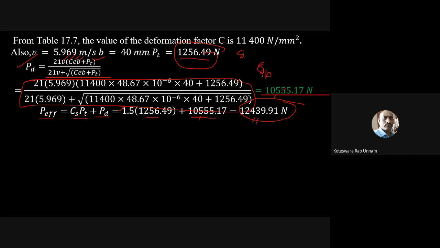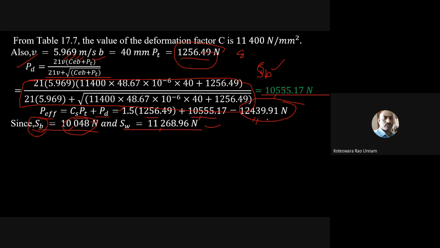We calculated the SB value in the first part of the problem. That SB is 10,048 newtons. We also calculated SW, which is 11,268.96 newtons. Out of these two, SB is the lowest one, so you have to consider the lowest value to compute the factor of safety, not the highest value. Between SB and SW, always choose the smaller value. So you have to use SB to calculate the factor of safety.